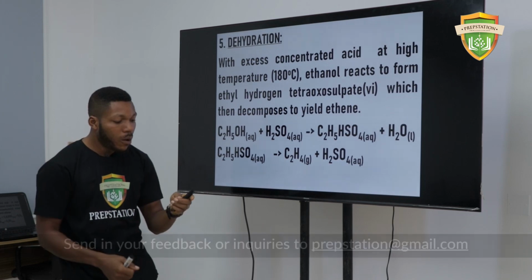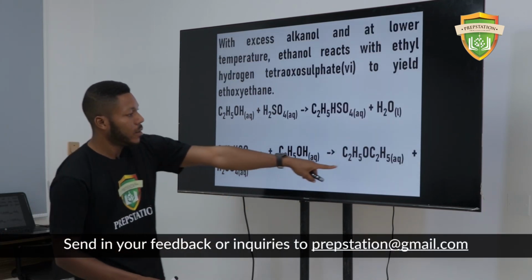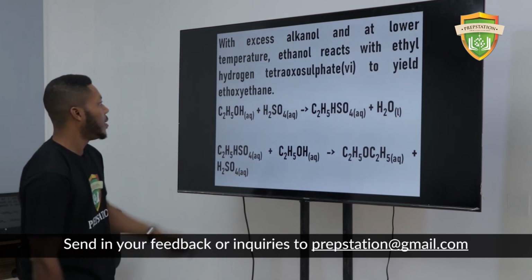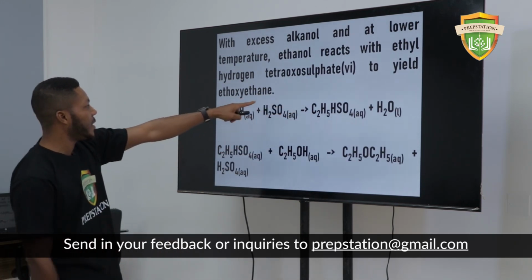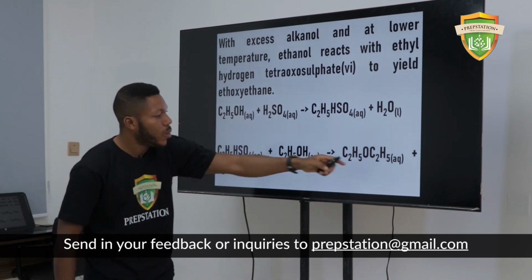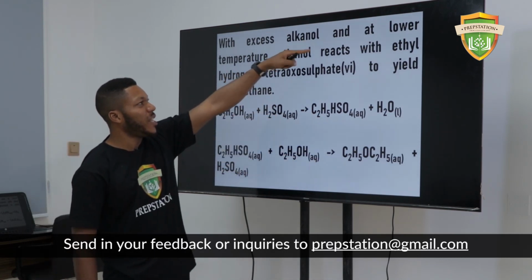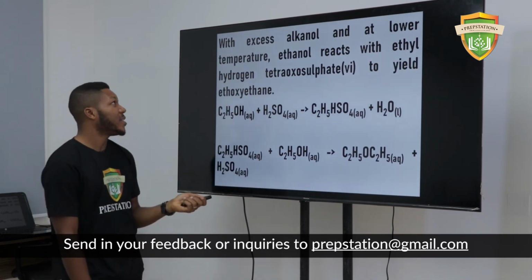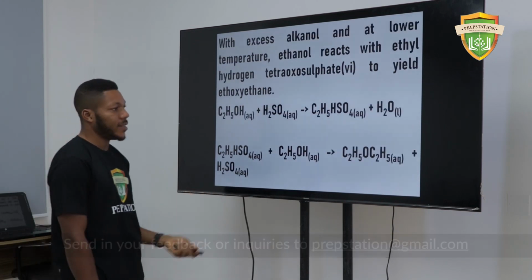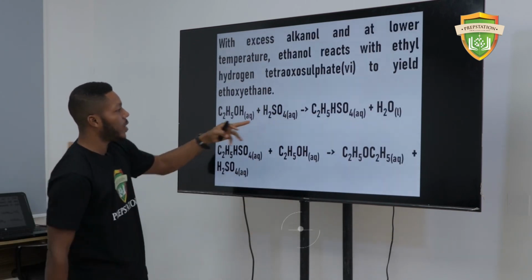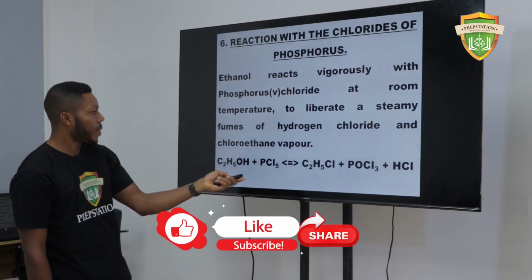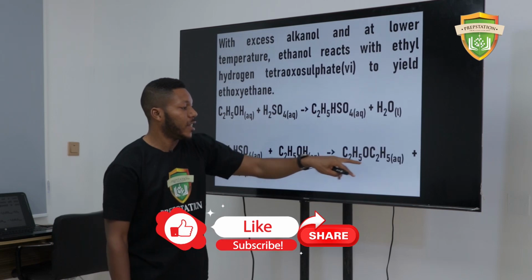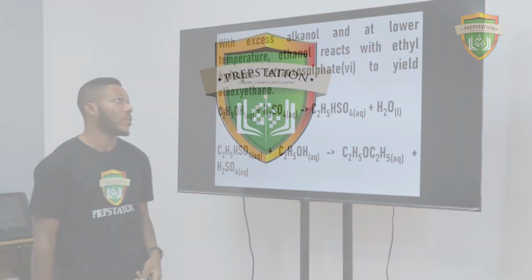So excess acid gives us ethene. But more of the alcohol gives us an ether group, ethoxyethane, an ether. When you have excess alcohol in dehydration, the product differs, or when you have excess concentrated acid. So the equation is clear. Ethanol plus H2SO4 gives us this that will lead to ethoxyethane with excess alkanol at lower temperature.